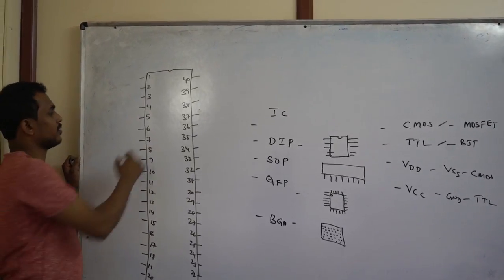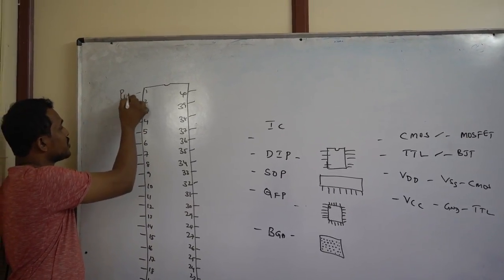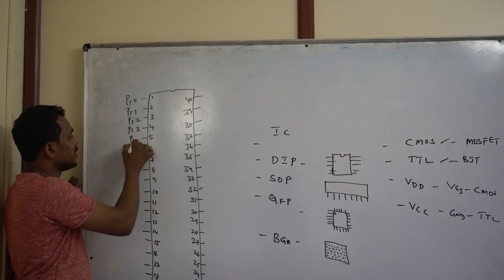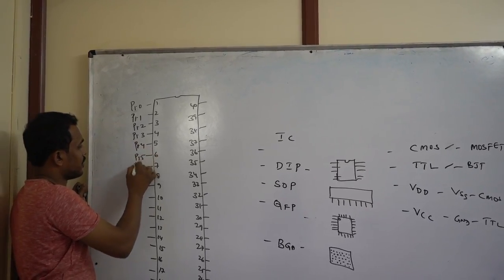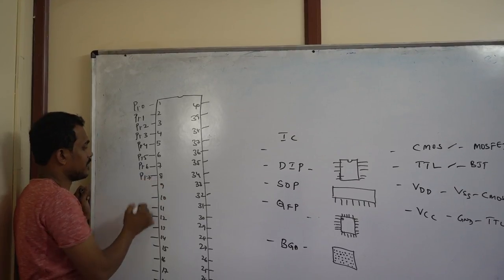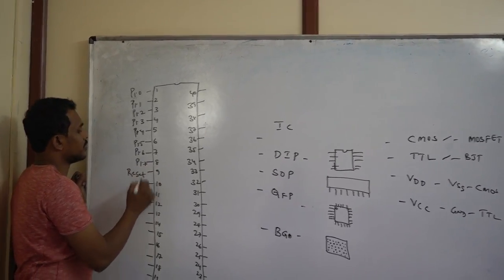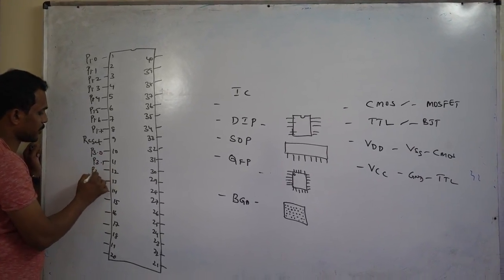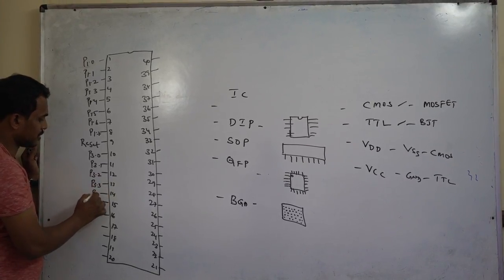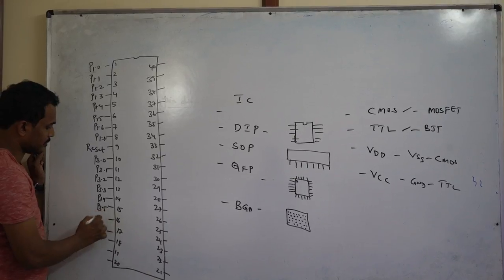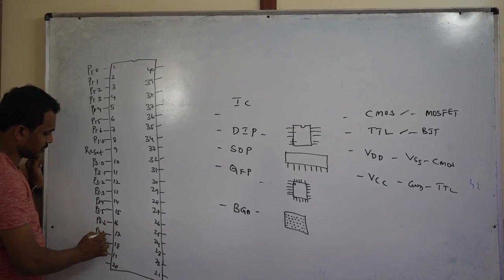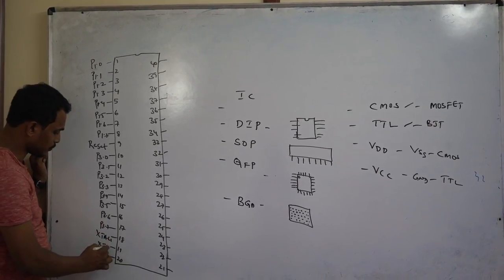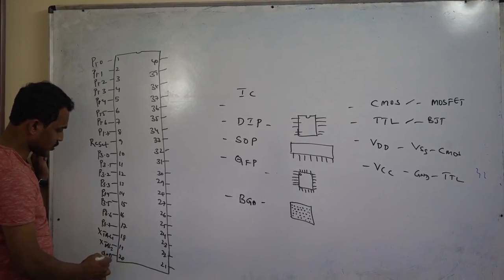And coming to each pin of your microcontroller, the first pin is P1.0, the second pin P1.1, the third pin P1.2, then 1.3, 1.4, 1.5, 1.6, 1.7. The ninth pin is the reset for your microcontroller. The 10th pin starts from P3.0, P3.1, P3.2, P3.3, P3.4, P3.5, P3.6, P3.7. Pins 18 and 19 are the two oscillator pins XTAL1 and XTAL2, and the 20th pin is ground.